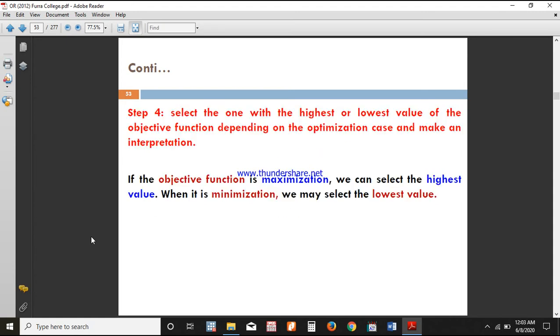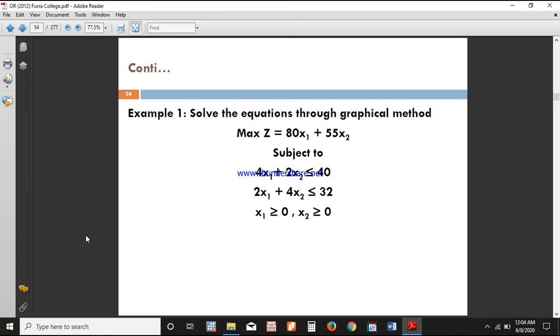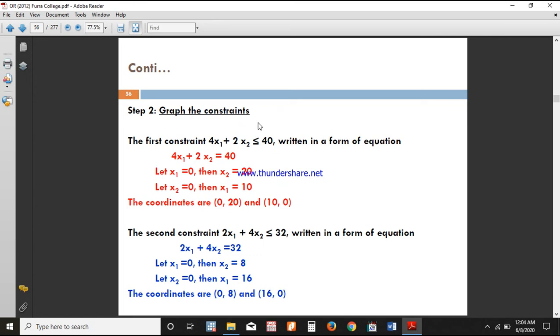Therefore, if the objective is maximization, you select the highest value, whereas when it is minimization, we select the lowest value. Based on this, for example, this is the completed LPM model. Therefore, find the solution through the graphical method. You can take the LPM model here. Step 2, graph the constraints.